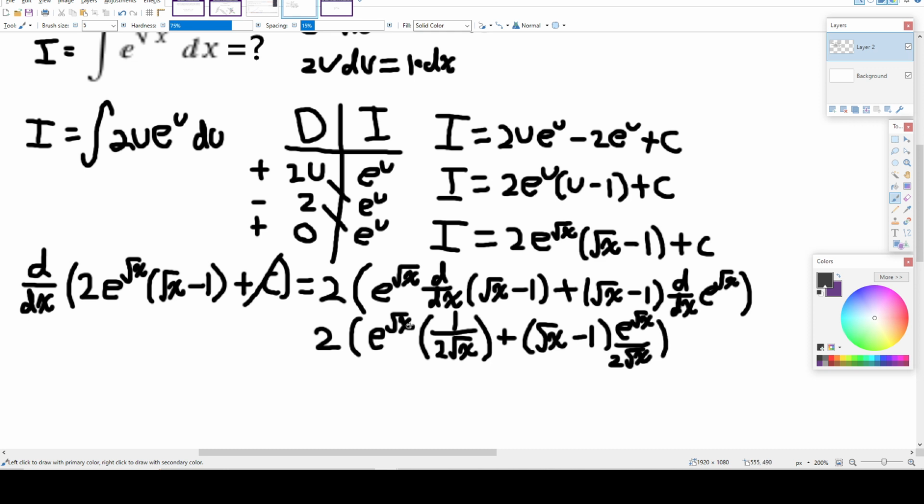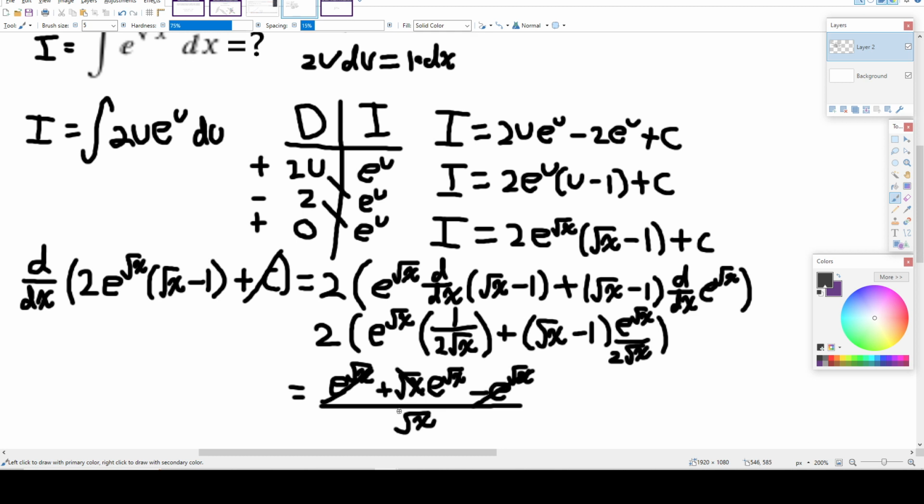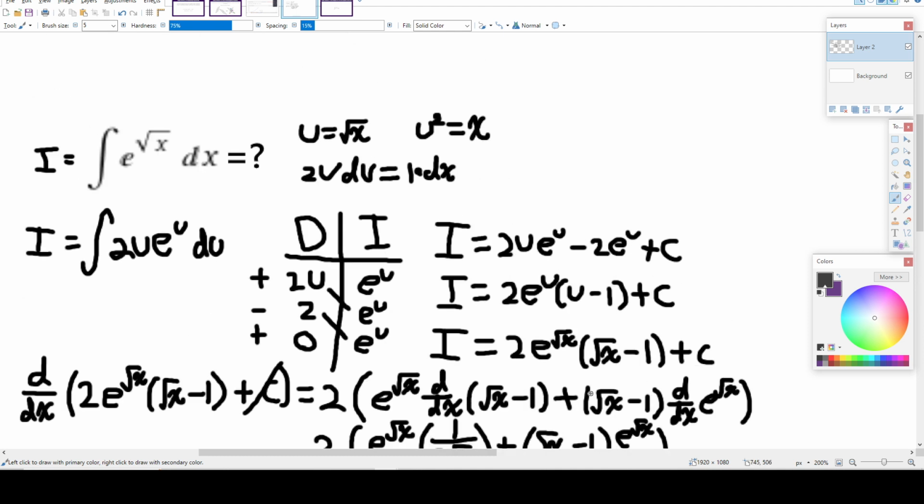So what we can do is put all of these terms into the numerators and then take a 2 out of the denominator using this 2. So this is going to end up being e to the square root x plus square root x e to the square root x minus e to the square root of x, all over square root of x. So these cancel out because they're opposites, and then we can cancel a square root of x term from both the numerator and denominator. So we end up just getting e to the square root of x, which is what we wanted.